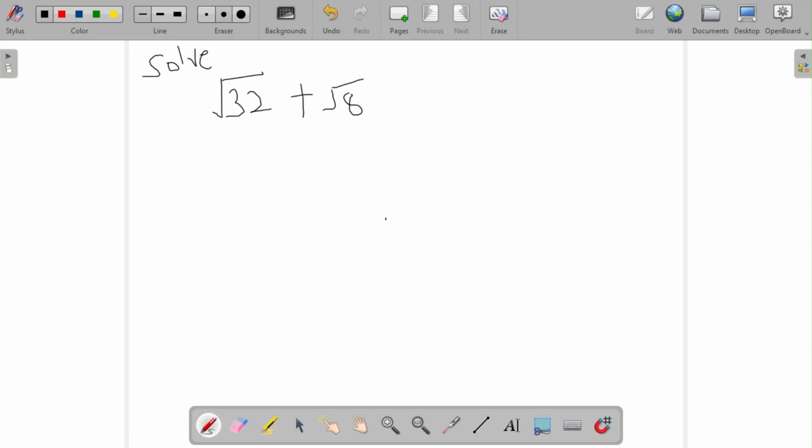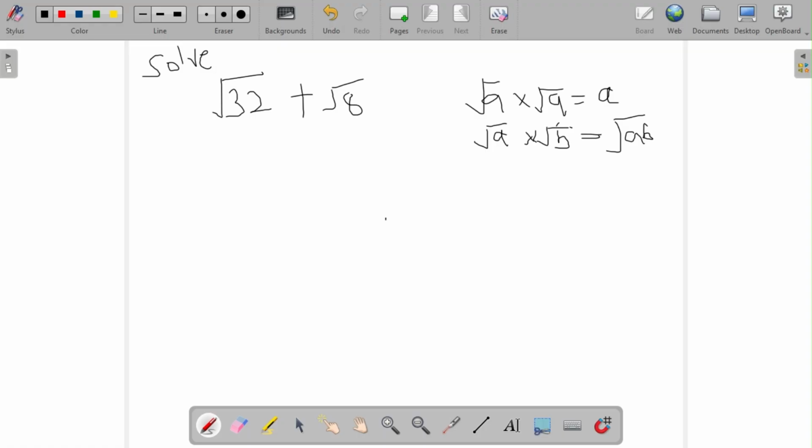And those laws are: root A times root A gives A. And when you have root A times root B, this gives root AB. So I just want to use these two laws for this purpose. There are so many other laws.